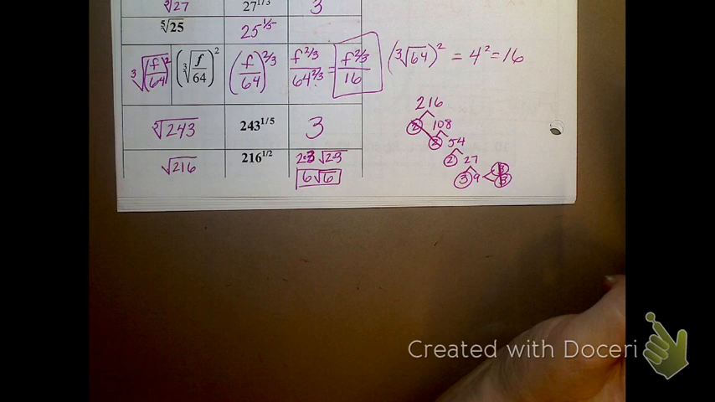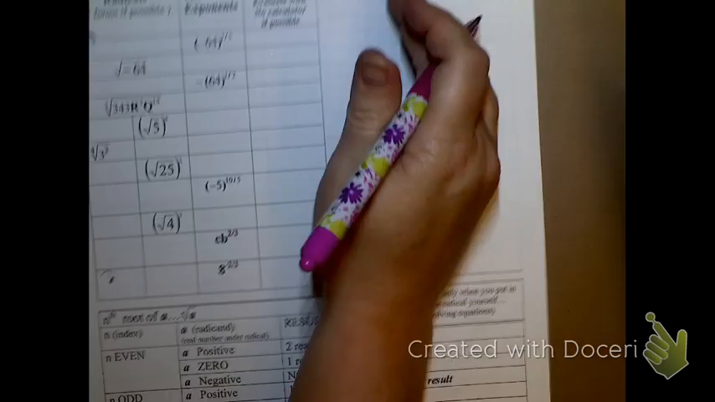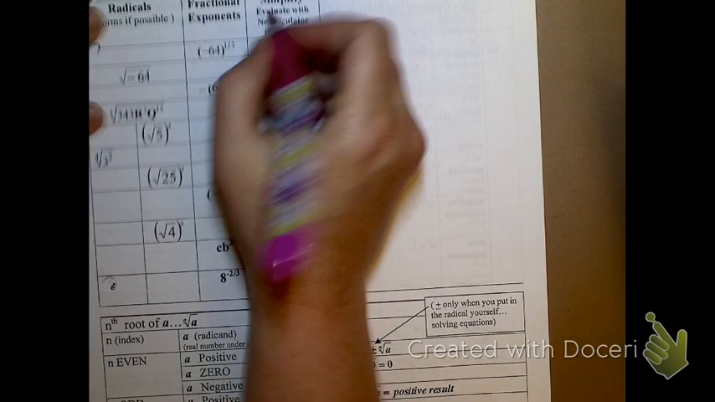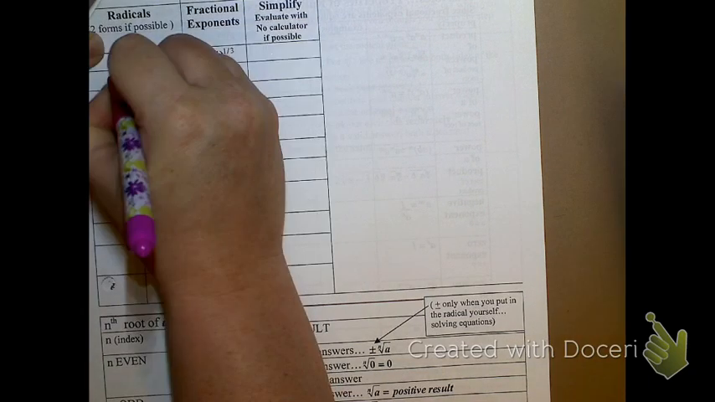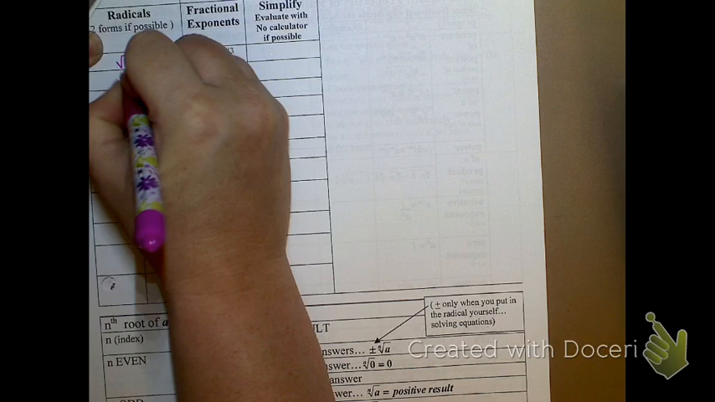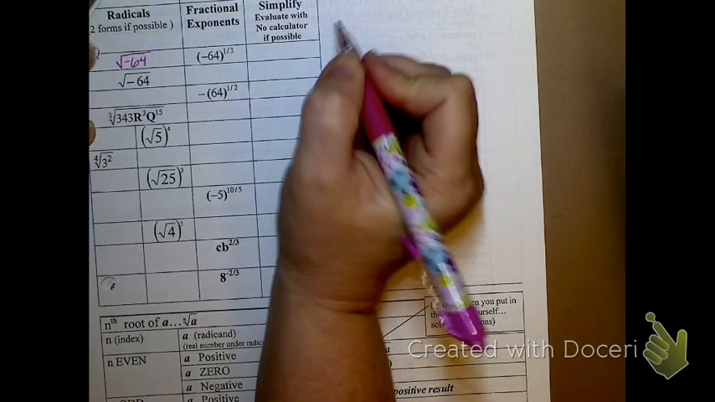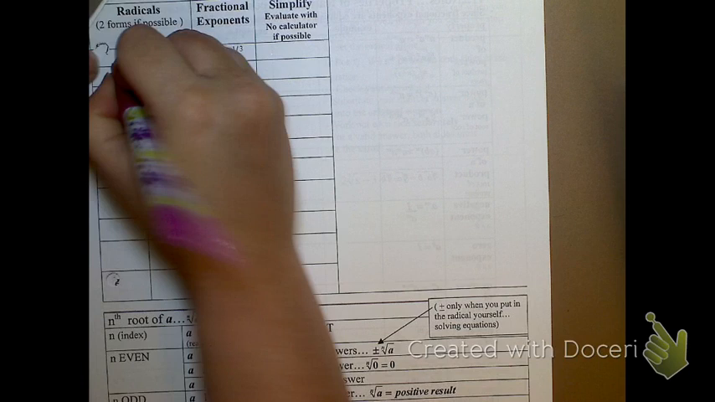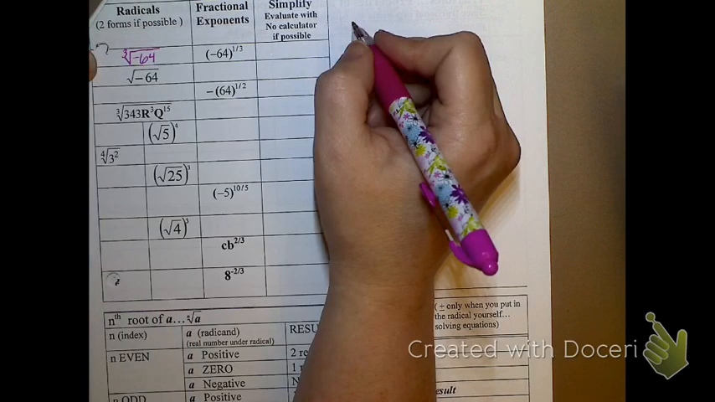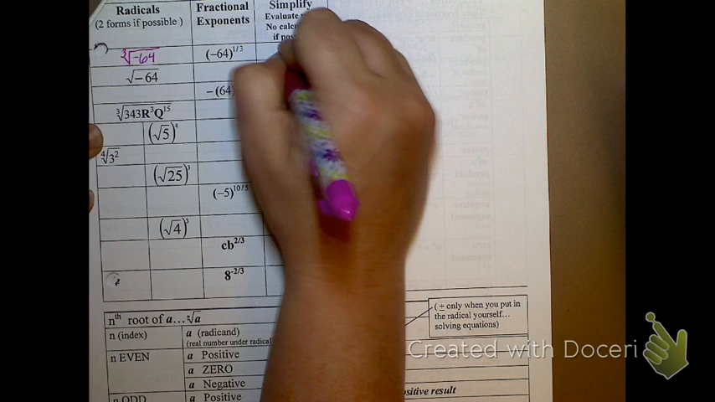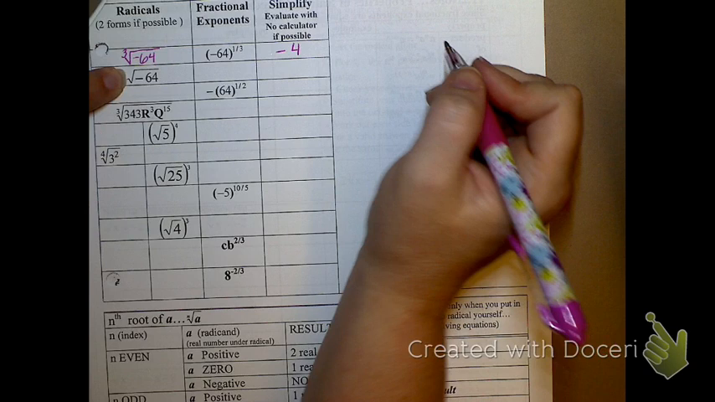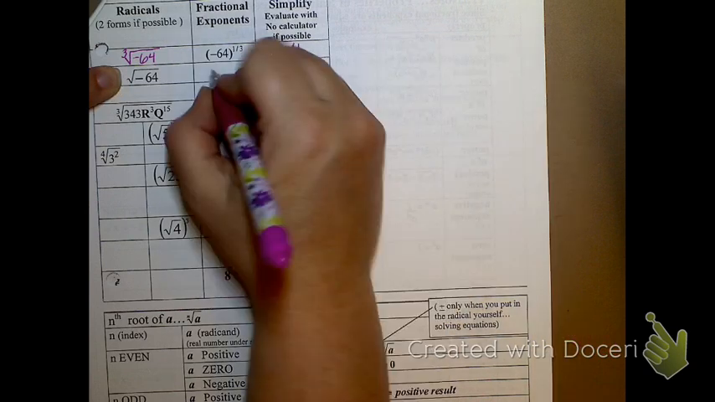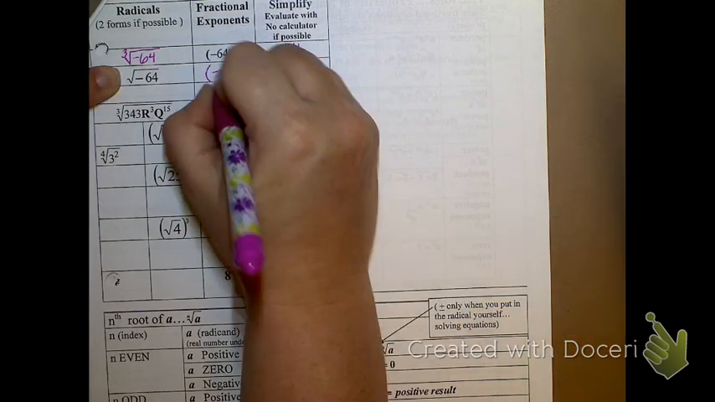Okay. Turning the page. All right, negative 64 to the 1/3. That would be a negative 64 under the radical. What would my index be? 3. Exponent? 1. And I don't need to write an exponent of 1. What is the cube root of negative 64? Negative 4. Okay? Square root of negative 64. That would be parentheses negative 64 to the what power? 1/2. Anyone happen to know what that is?